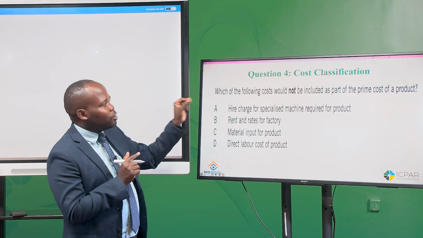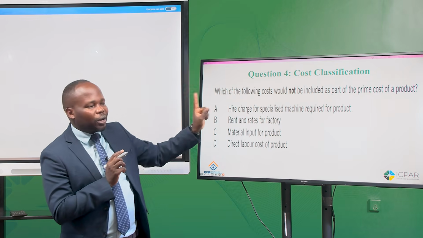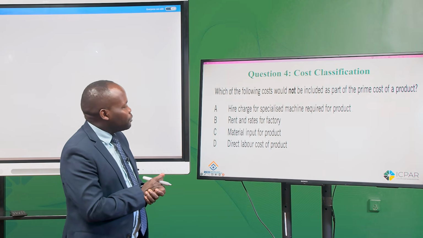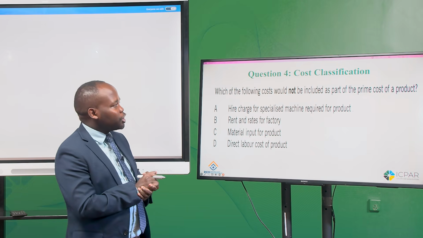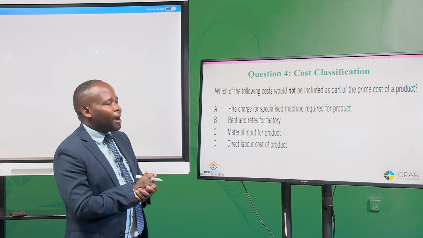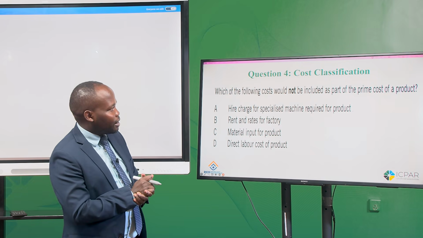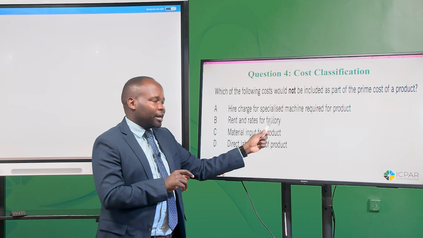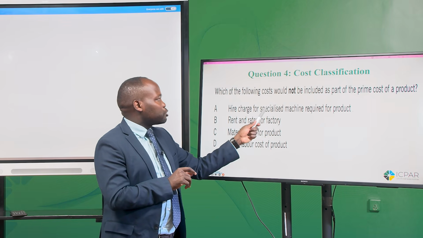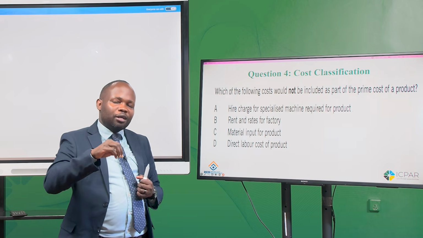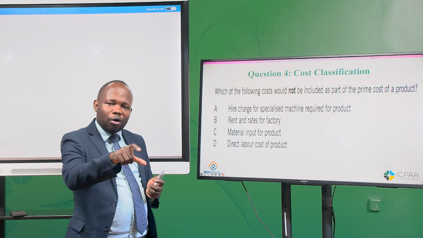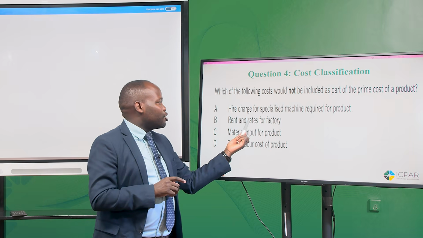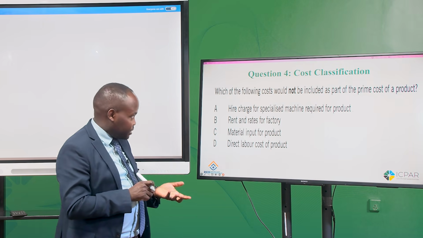So which one is not a direct cost? Which one is not a prime cost? A, higher charge for specialized machine required for a product, that is not a direct cost, because for a higher charge for specialized machine, the machine will not be traceable to a specific cost unit. Let's see B. Rent and rates for the factory, that's direct.